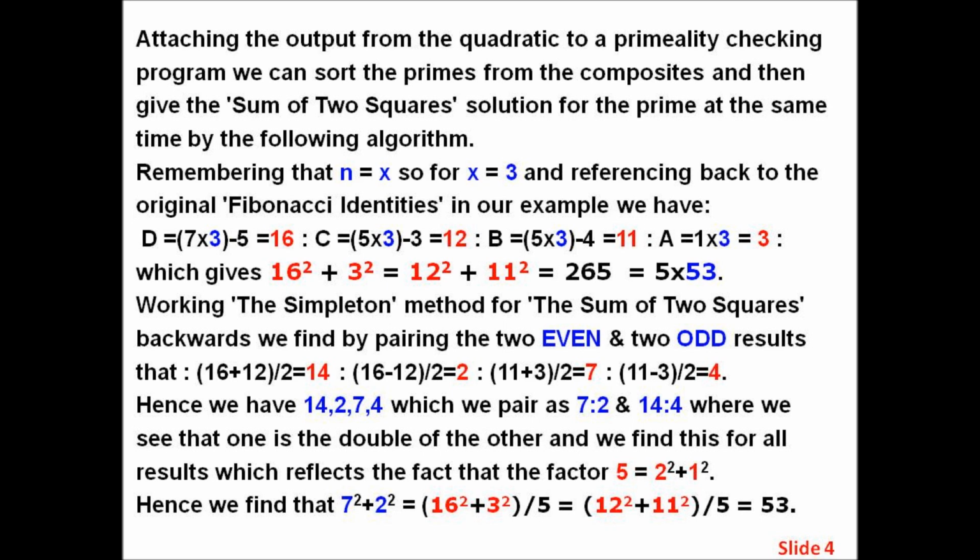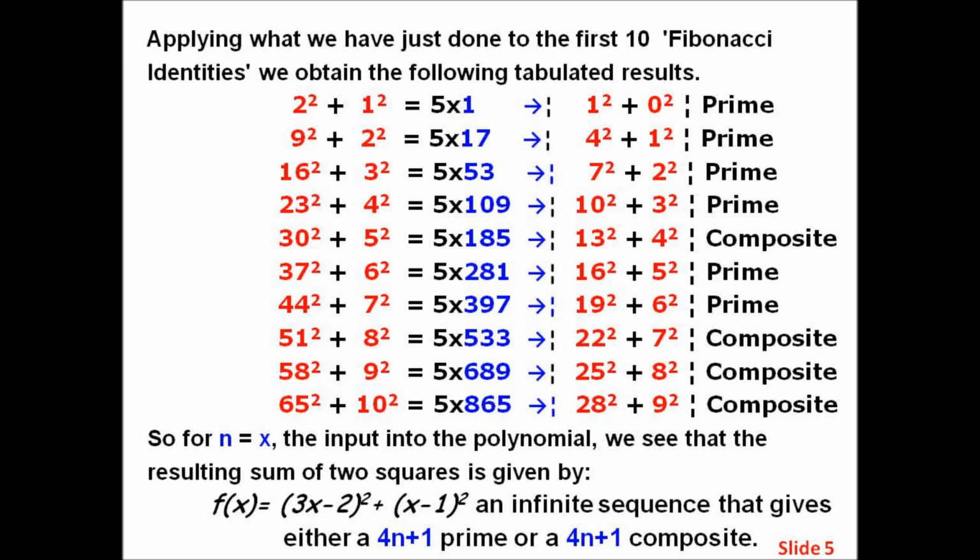And we find this for all results, which reflects the fact that the factor 5 is equal to 2 squared plus 1 squared. Hence we find that 7 squared plus 2 squared is equal to 16 squared plus 3 squared divided by 5, which is equal to 12 squared plus 11 squared divided by 5, equals 53. Applying what we have just done to the first 10 Fibonacci identities, we obtain the following tabulated results.